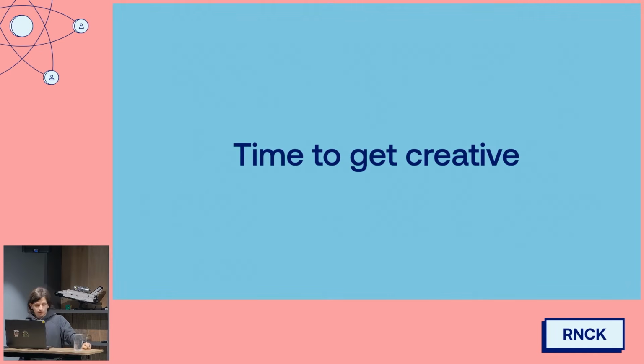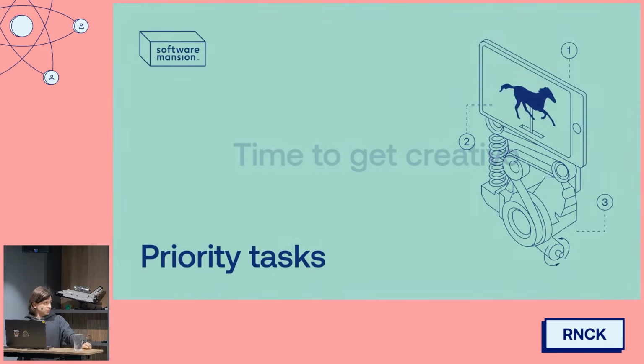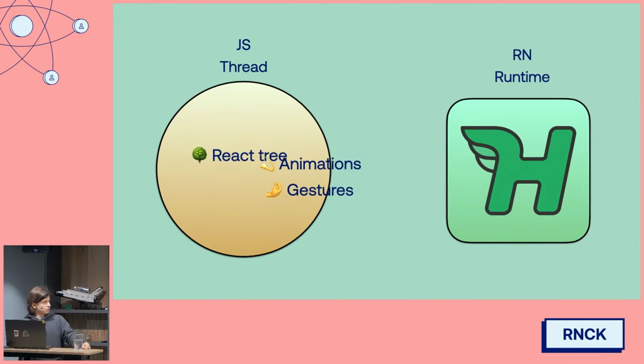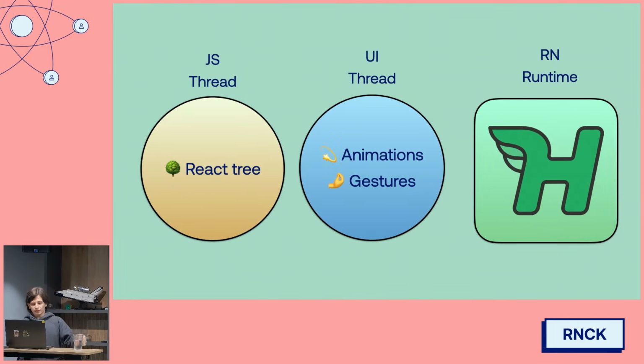So what do we do with it? Well, it's time to get creative. And in our creativity, let's start small. Let's start with priority tasks. And the priority tasks of your app are animations and gestures, because this is the direct interaction with the user, which has to be fast and responsive. So we have, for the moment, the handling of the React tree, our animations and our gestures, our single core and our single runtime. And we must offload those to the UI thread, because this is the thread that has the synchronous access to the rendering layer and which gets the touch events first.